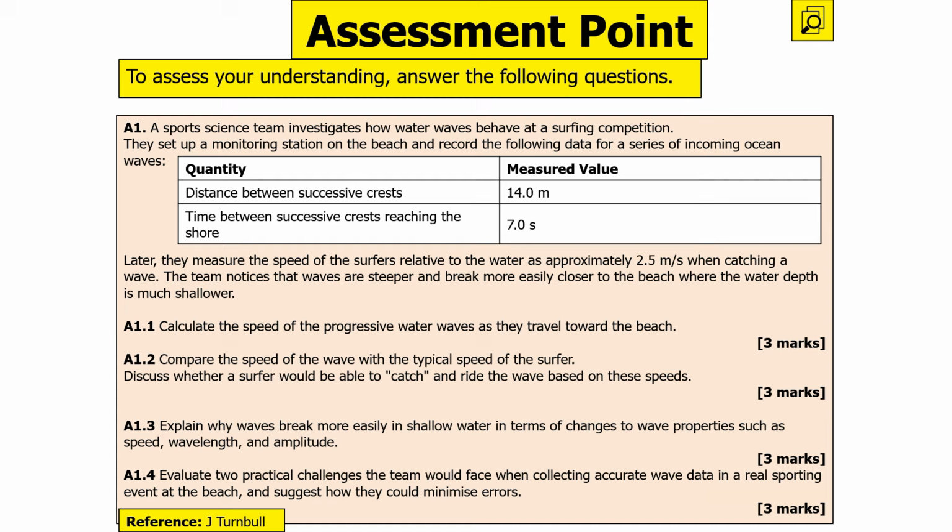Calculate the speed of the progressive waves as they travel towards the beach. Compare the speed of the waves with the typical speed of the surfer, and discuss whether a surfer will be able to catch and ride the waves based on these speeds. Explain why waves break more easily in shallow water in terms of changes to wave properties such as speed, wavelength and amplitude. Then evaluate 2 practical challenges that the team would face when collecting accurate wave data in a real sporting event at the beach, and suggest how they could minimise these errors.